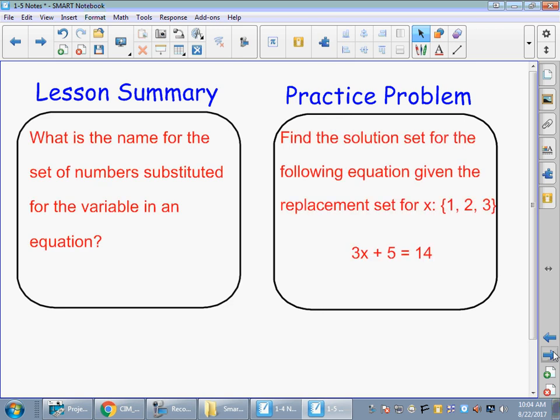What is the name for the set of numbers substituted for the variable in an equation? And find the solution set for the following equation given that particular replacement set. What I'd like you to do is set up your own table. You don't have to show the calculations of the math. You just have to show that you know you're replacing the variable with these values, and then just put a Y for yes or an N for no if it's a solution. Good luck.